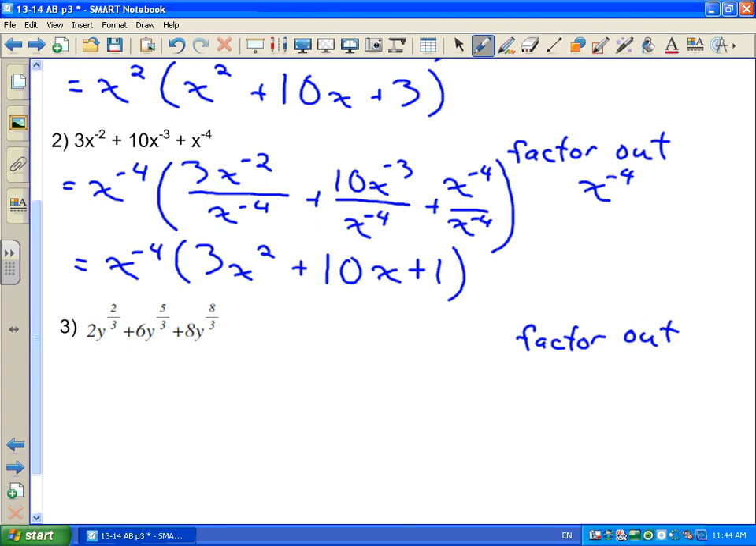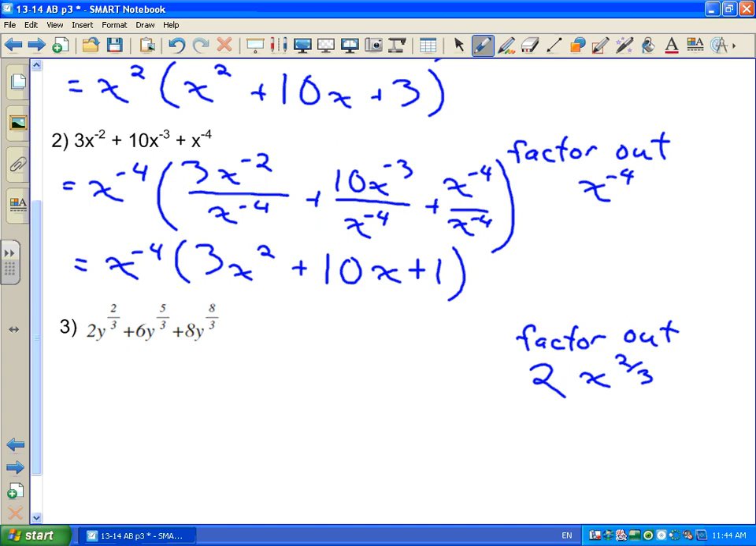And this one is nice because they all have the same denominator. So I'm going to factor out x to the 2/3. Okay? Is there anything else I can factor out? 2, because it's a common factor, right?